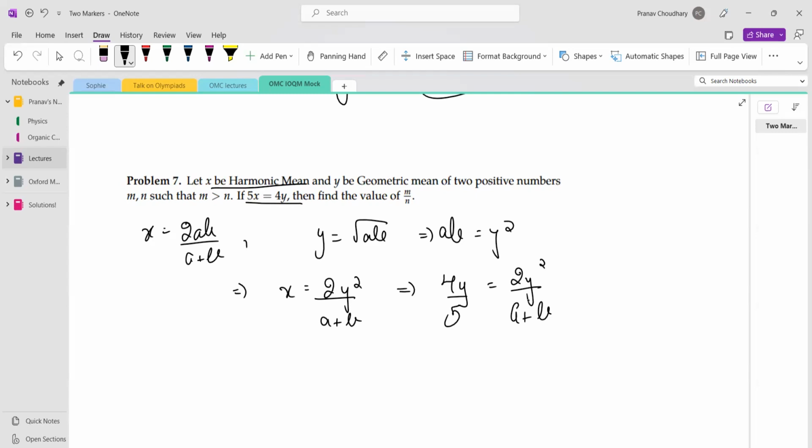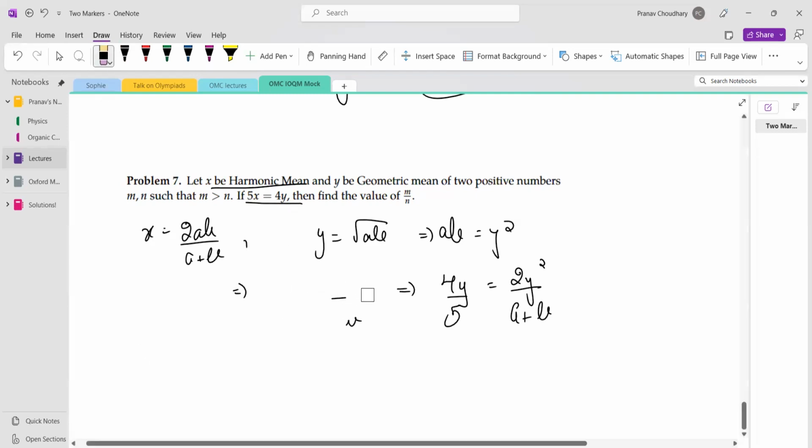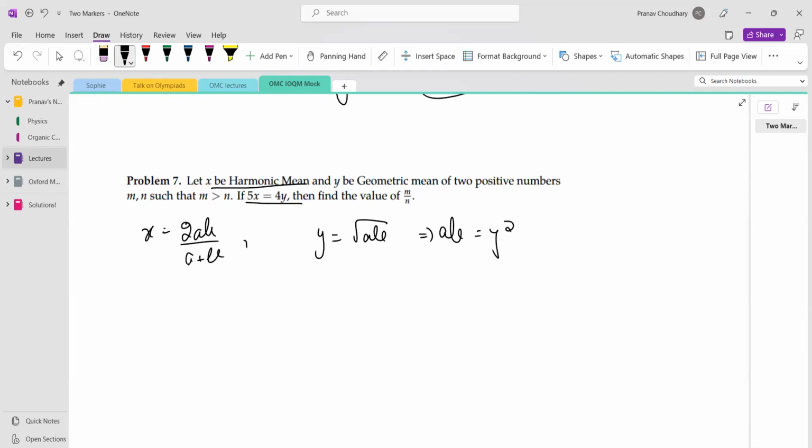Is this the best way to do this? Okay, rather than this, let's do this. Okay, ignore this. We are given 5x equals 4y. So this implies x by y equals 4 by 5.